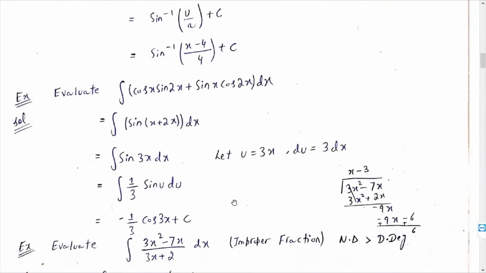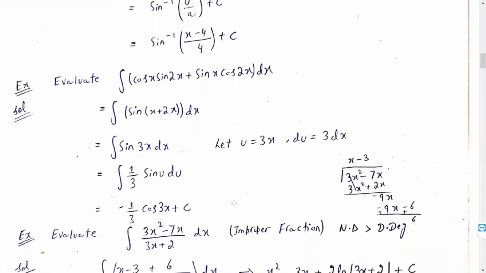Now evaluate the integral of cos x sine 2x plus sine x cos 2x dx. Now what we'll do here, this is a formula of sine alpha plus beta. So sine (x plus 2x) is equal to sine 3x dx. Now doing substitution, let u equal 3x. So the derivative is du equals 3 dx. Take all the extra terms to the left. So we get 1 by 3 du equals dx. So instead of dx, write 1 by 3 du, and this is sine u.